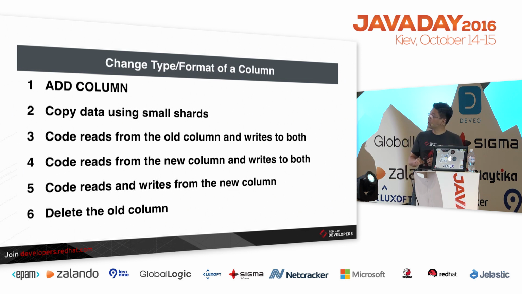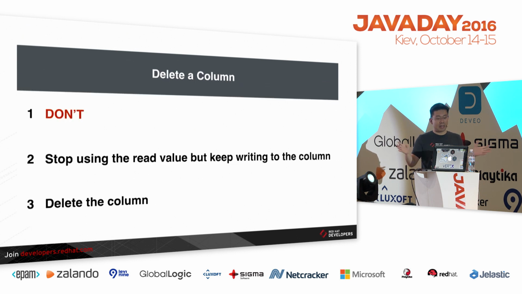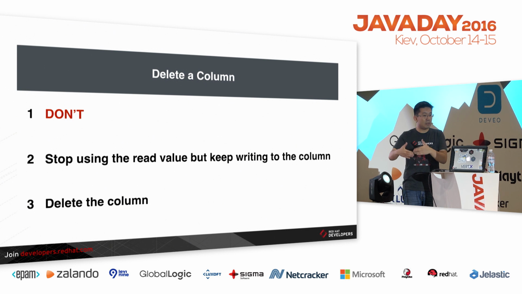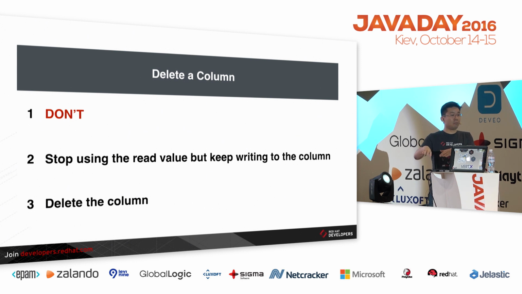Okay. So rename, change type, and the last one, delete a column. First rule, don't delete columns, because delete is a destructive statement. You can't do that. You just stop using and reading the value from the database in your code. Then you just leave the column. If that column is a non-null column, you can alter the constraints to allow a null value, for example. Or better than that, you just keep your code writing into the column until you believe it's no longer necessary. So that's my recommended approach too.